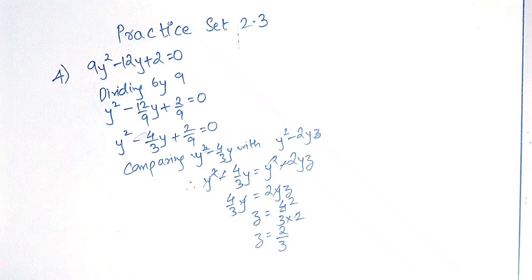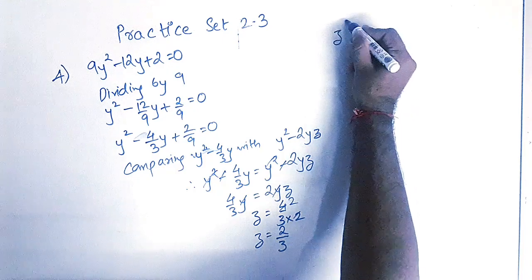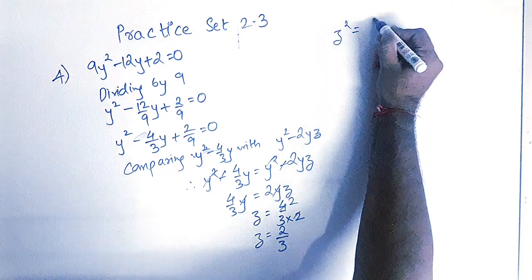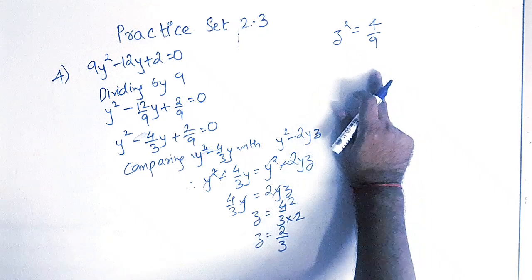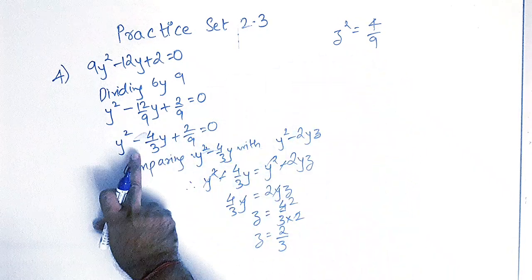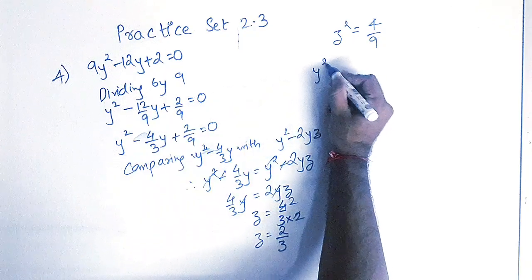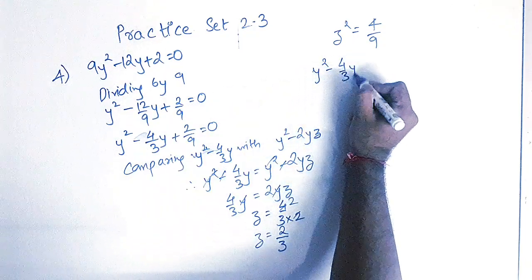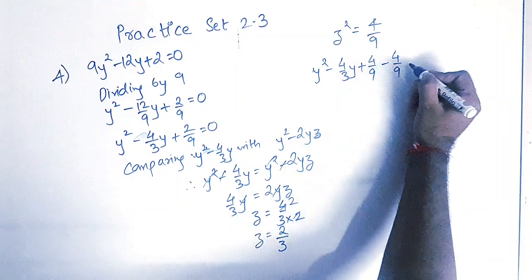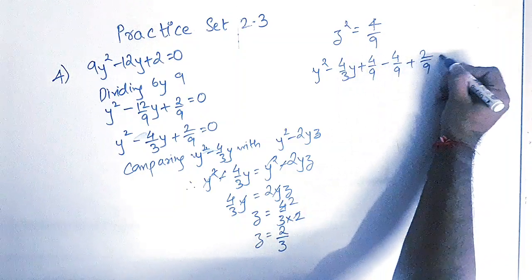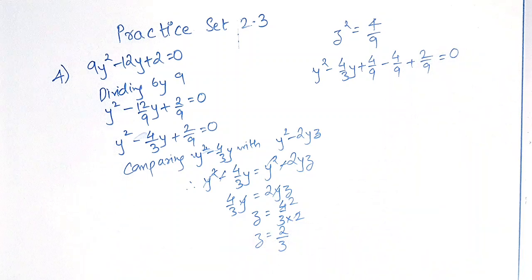That means z square is equal to what? 4 by 9. 2 upon 3 squared will become 4 upon 9. Now you know children what to do. 4 upon 9, I'll add here y square minus 4 by 3y plus 4 by 9 minus 4 by 9 plus 2 by 9 equals 0.